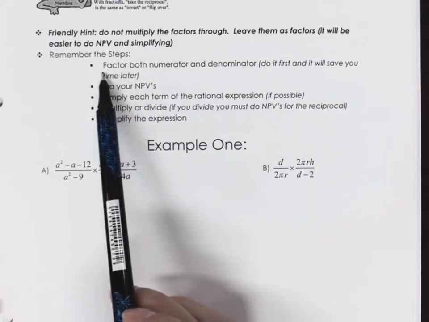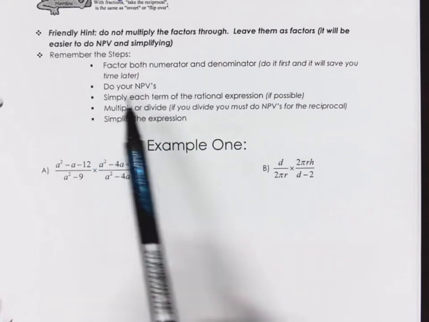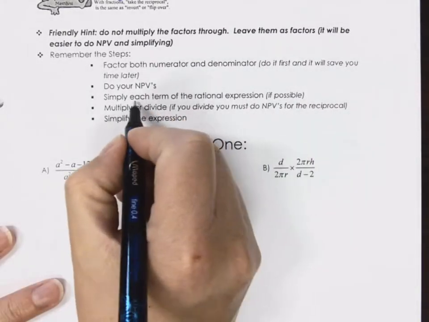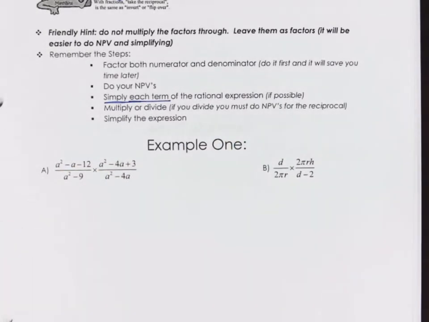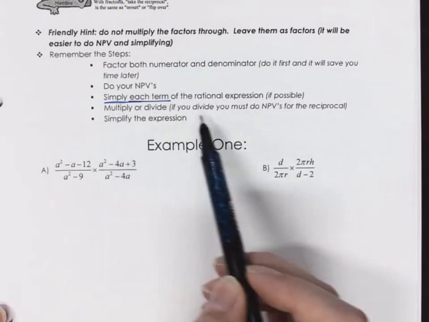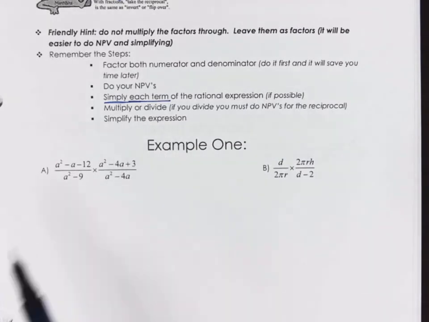Remember the steps. We're going to factor everything, then do our NPVs. We're going to simplify each term. So you guys know what terms mean? Terms are added or subtracted. Within that, we're going to do a term and multiply or divide. Okay? And then we're going to simplify the expression if necessary. Okay. So we're going to do some multiplying first.